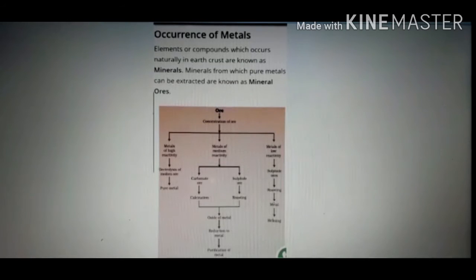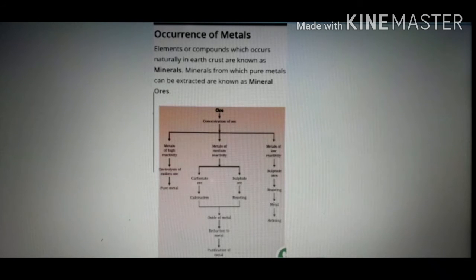In this flowchart, we can see the steps involved in the extraction of metals from ores. It is based on the reactivity series. You can see this reactivity series on page number 45 in your book. The most reactive metals are potassium, sodium, calcium, magnesium, and aluminum, and the medium reactivity metals are zinc, iron, and lead. You can also see the least reactive, such as copper, mercury, silver, and gold. Extraction is based on this.